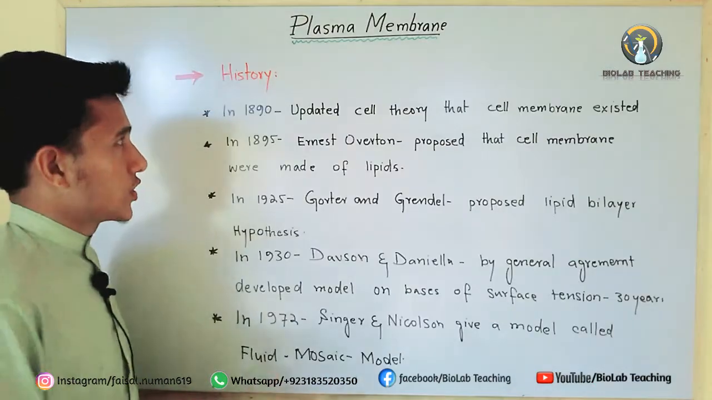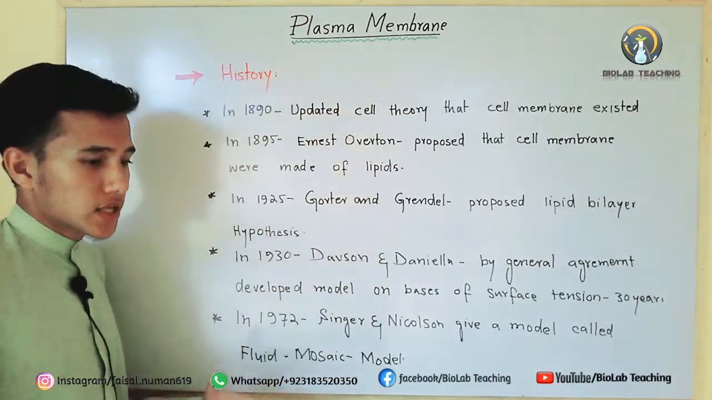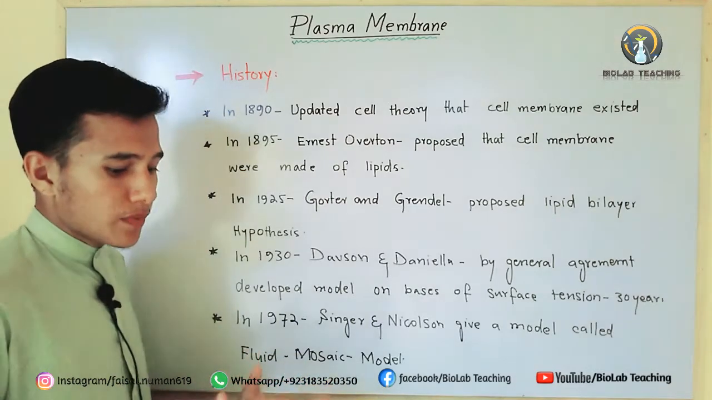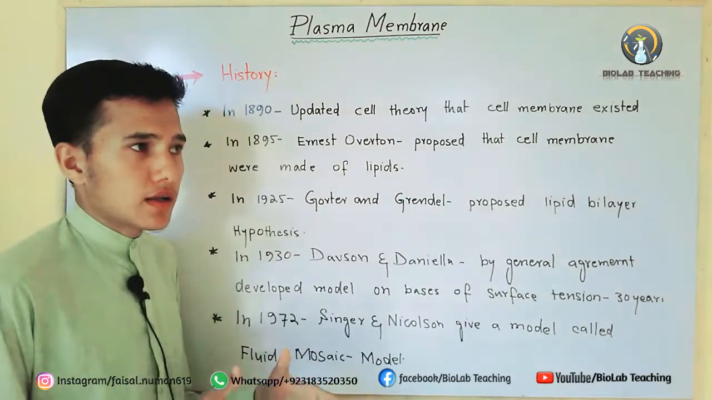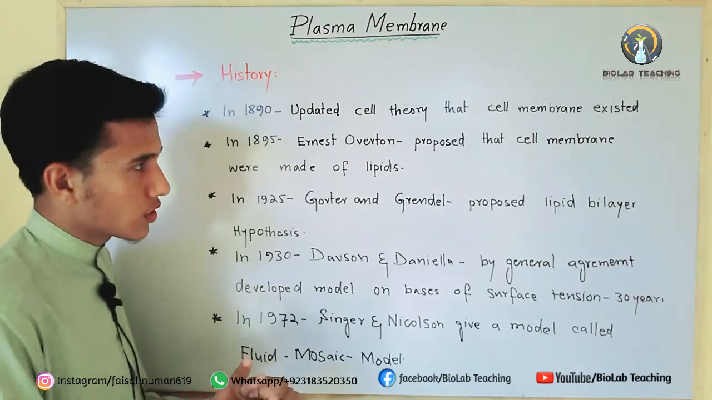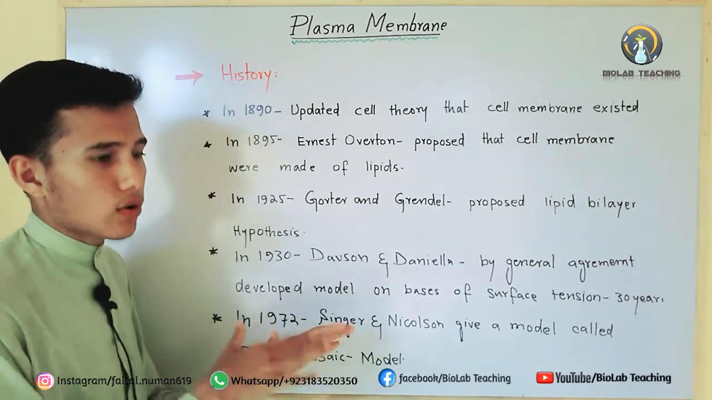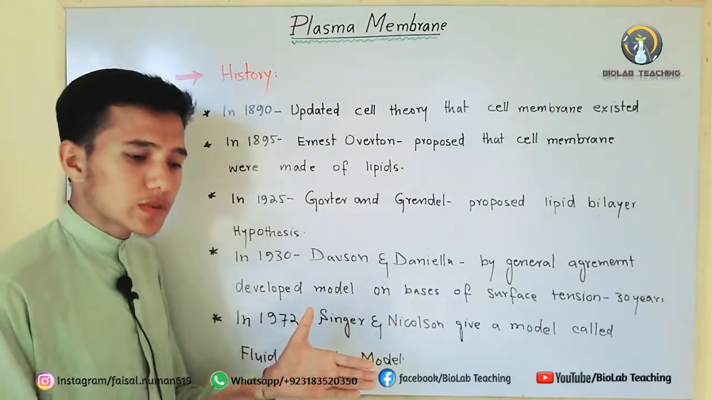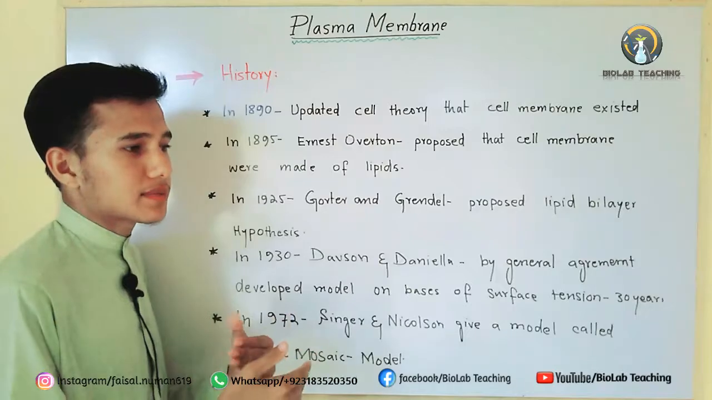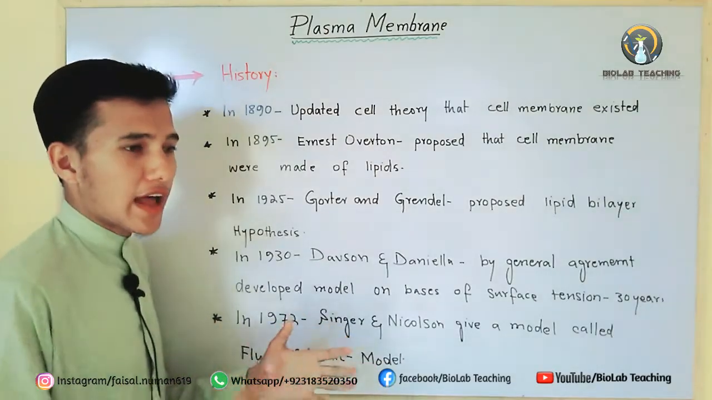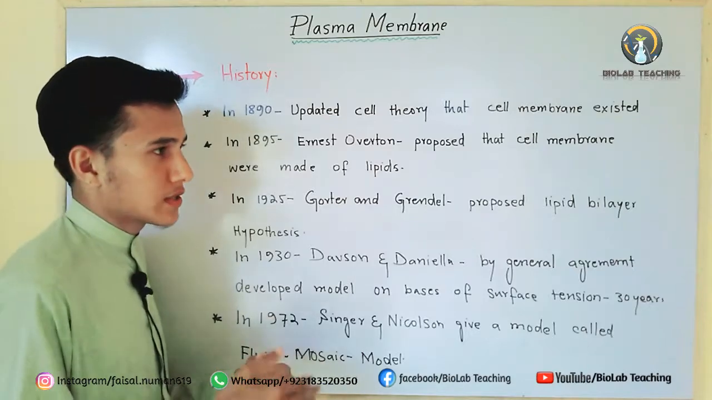Now we are going to the history of the plasma membrane. A few people know that cells were discovered in 1664 by Hooke, and he said that cells have an outer structure called the cell wall. The cell wall protects the cells from many things, for example from mechanical injury, chemical injury, and also from surface tension.